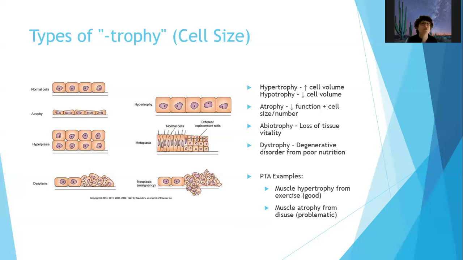So when we put this in a diagram, the plasias and the trophies are sort of mixed. So normal cells, atrophy is smaller, weaker cells. Hyperplasia is more cells. Dysplasia is weird cells. They might be precancerous. Hypertrophy is bigger cells. Metaplasia is different cells. And neoplasia is more and weird cells, and that's a malignancy or a tumor.